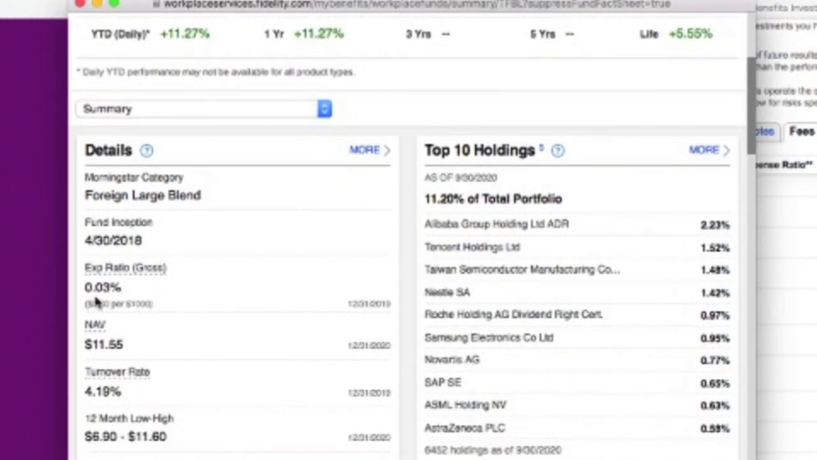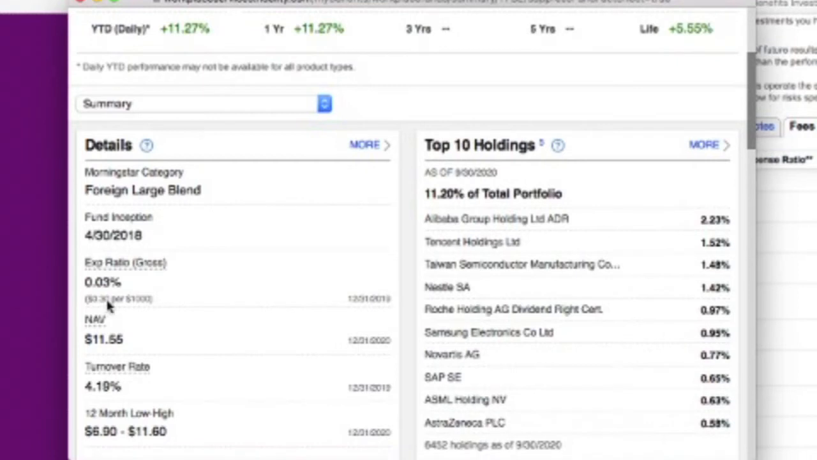So if you have a fee of 0.03%, it's telling you for every $1,000 you decide to invest in this fund, you're going to pay a fee of 30 cents per 1,000. So if you had $3,000 in this fund, they're going to subtract 90 cents from your money in this fund to go toward fees. So that's just something to remember.